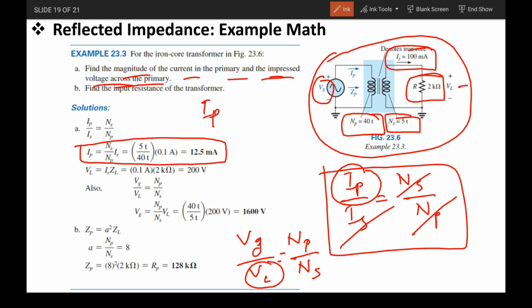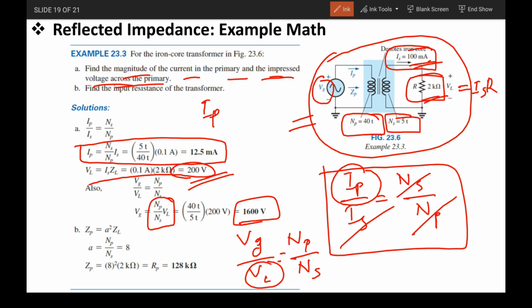So we can write VL equals IS multiplied by R from Ohm's law. IS is given as 100 milliampere, R is 2 kilo ohm. From there we can calculate the VL value, and then if we put that value, we will get the impressed voltage across the primary. It is 1600 volt at the primary, and at the secondary we are getting 200 volt. So you can say this is a step down transformer. We are supplying a huge voltage in the primary, whereas we are getting a lower voltage in the secondary.